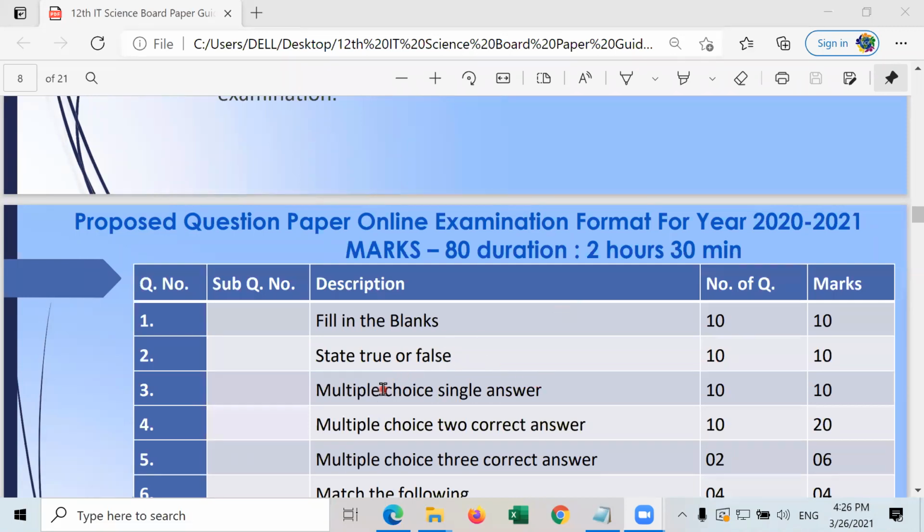Okay. So look at the next question. That is question number 3. Multiple choice, single answer. There will be 10 questions in it. Each question will carry 1 mark. 10 into 1 is 10. So you will be given a statement, and you will be asked a question, and you have to select a correct answer from the four alternatives given to you.